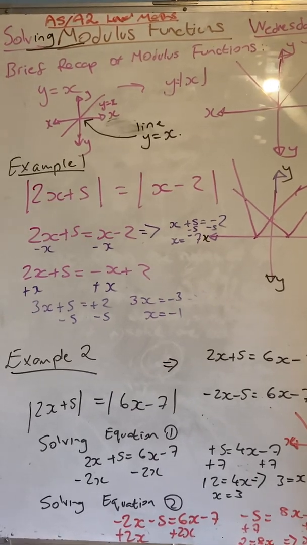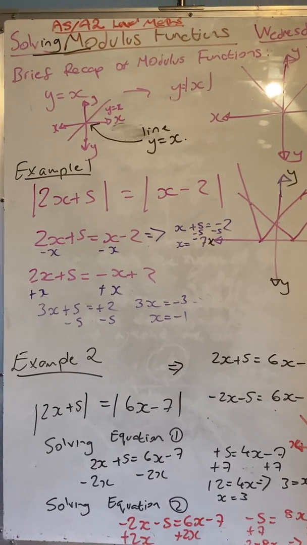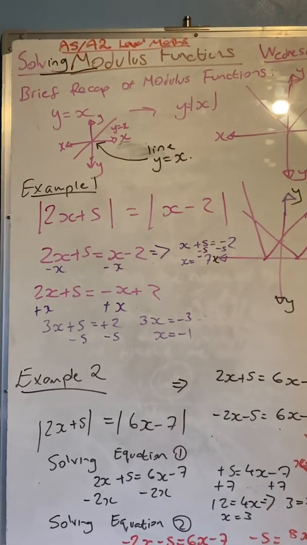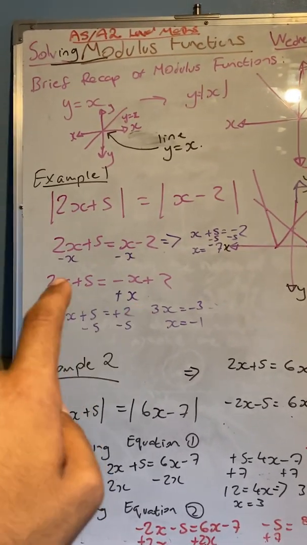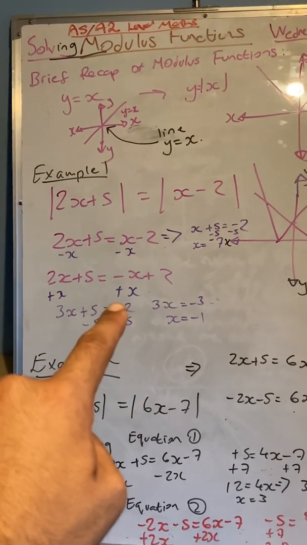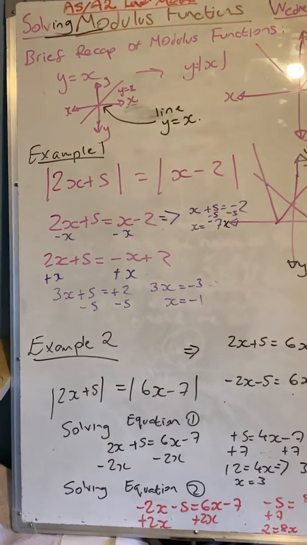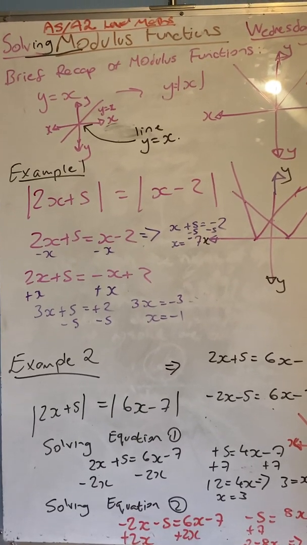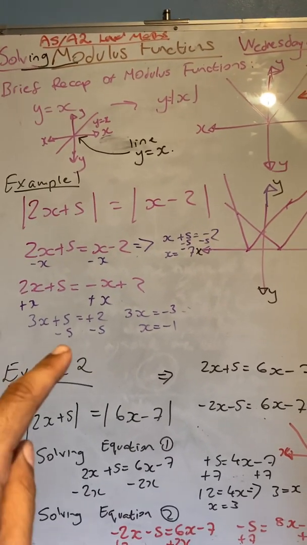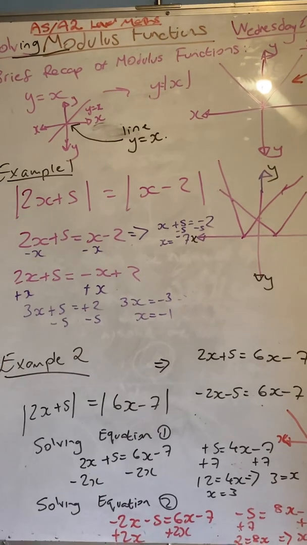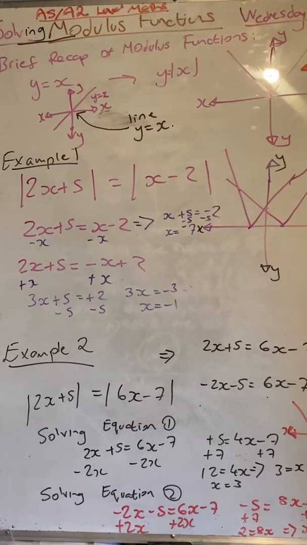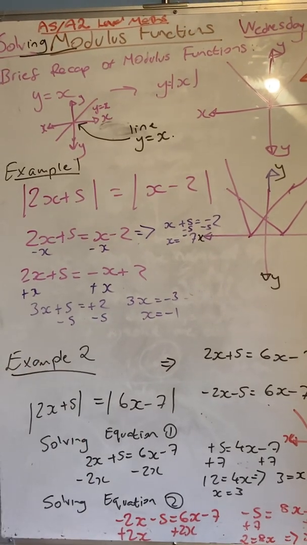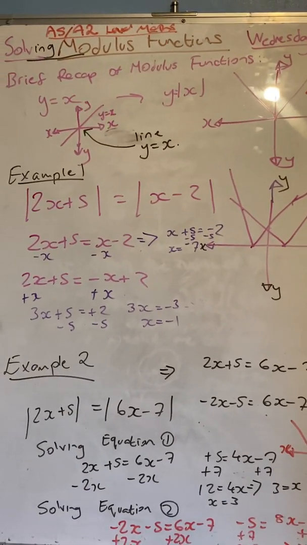My other solution is when 2x plus 5 equals minus x plus 2. Solving that, I add x to both sides, so that cancels and becomes 0, and this becomes 3x. 3x plus 5 equals positive 2. Minus 5 on both sides, I get 3x equals negative 3. 3x means 3 times x, so the opposite is to divide by 3. So x equals minus 1.